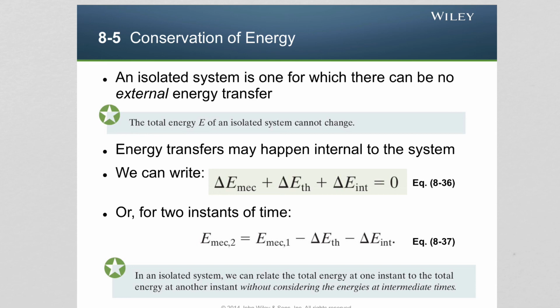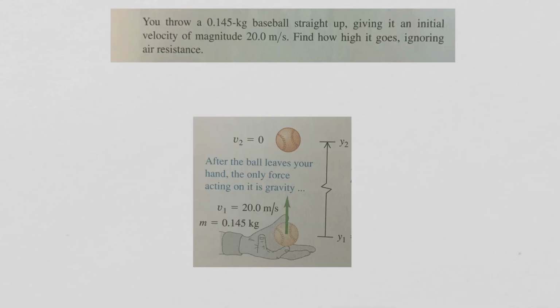In this case, we say that the change in mechanical energy plus the change of thermal energy plus the change of internal energy is equal to 0. Which then means that in an isolated system, we can relate the total energy at one instant to the total energy at another instant without considering the energies at intermediate times. Now let's do a few examples applying the concepts learned in that chapter.